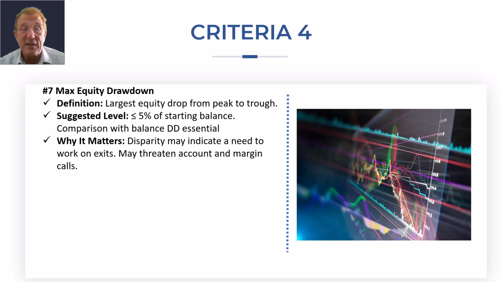Our next is maximum equity drawdown. Although we have covered this, balance equity drawdown is the most important. I would suggest this is worth keeping an eye on, primarily because a large disparity in balance and equity drawdown may mean one of two things. First of all, it may mean that your exits could do with a little more optimization, or perhaps another exit approach put into your EA to reduce this.